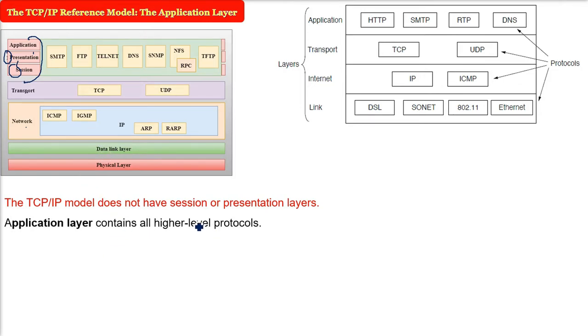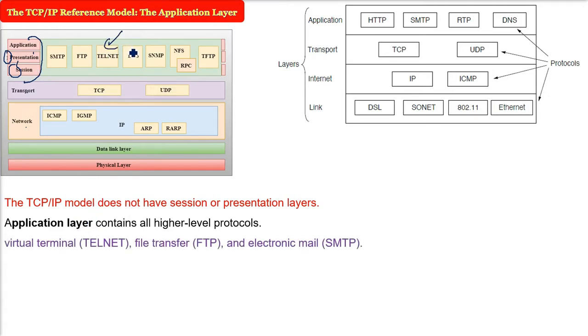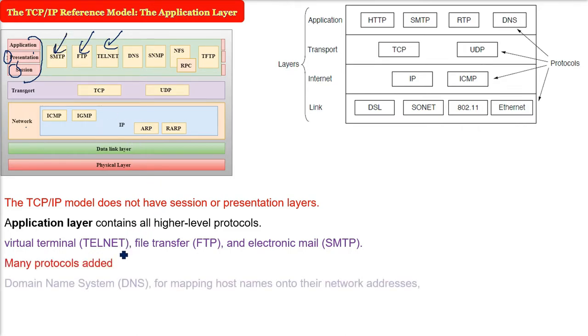The application layer contains all the higher level protocols. Initially there were some protocols, then other protocols were added. For example, initially we had Telnet, virtual terminal, file transfer protocol, FTP, and then electronic mail, simple mail transfer protocol. Various other protocols were added, for example DNS, the domain name system. This is for mapping the names of hosts, the computers, to their network addresses, that is the MAC, IP, etc. So DNS was added.